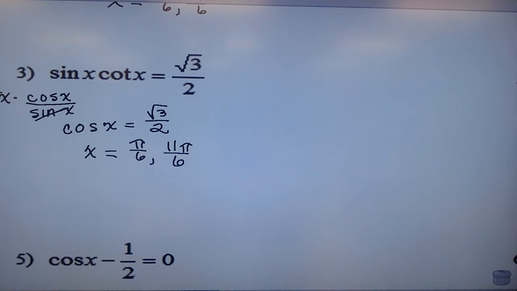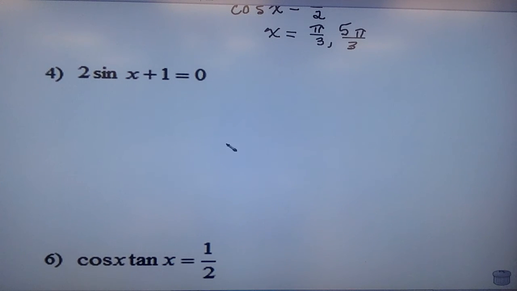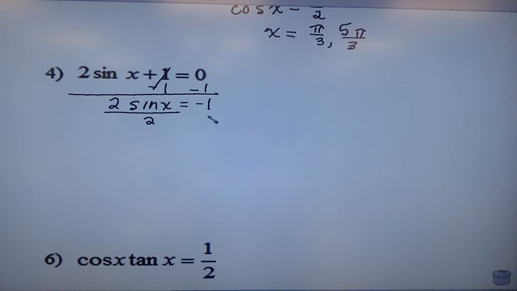All right, number 4. Okay, here we have to solve similar to what we did in number 2. So let's subtract 1 from both sides. We get 2 sine of x equals negative 1. Dividing both sides by 2, we get sine of x equals negative 1/2.